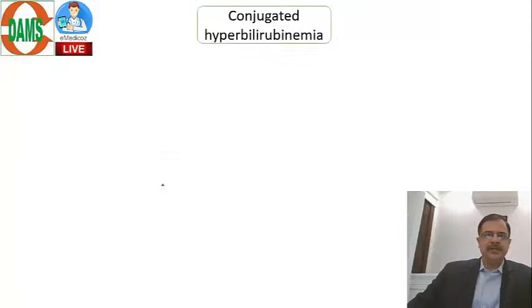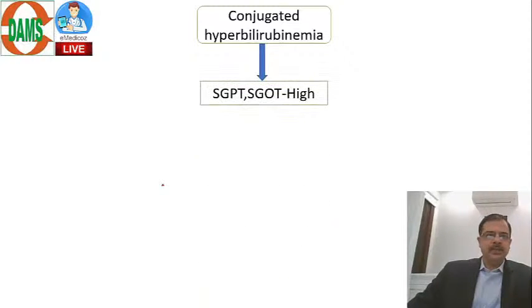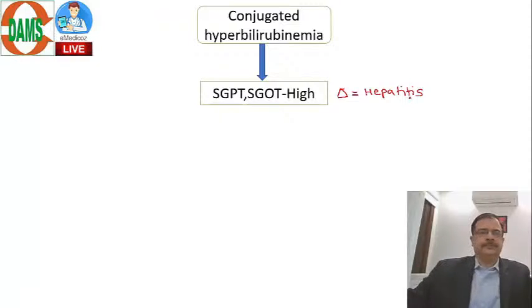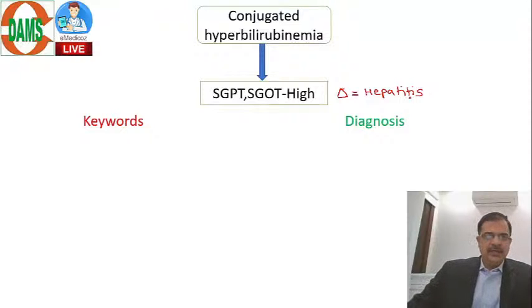Now the next possibility is conjugated hyperbilirubinemia with SGPT, SGOT high. High means above the normal range. So inflammatory enzymes are high. Then in general, our diagnosis will be a case of hepatitis. So again, look for the keywords in the clinical question and try to make your diagnosis.